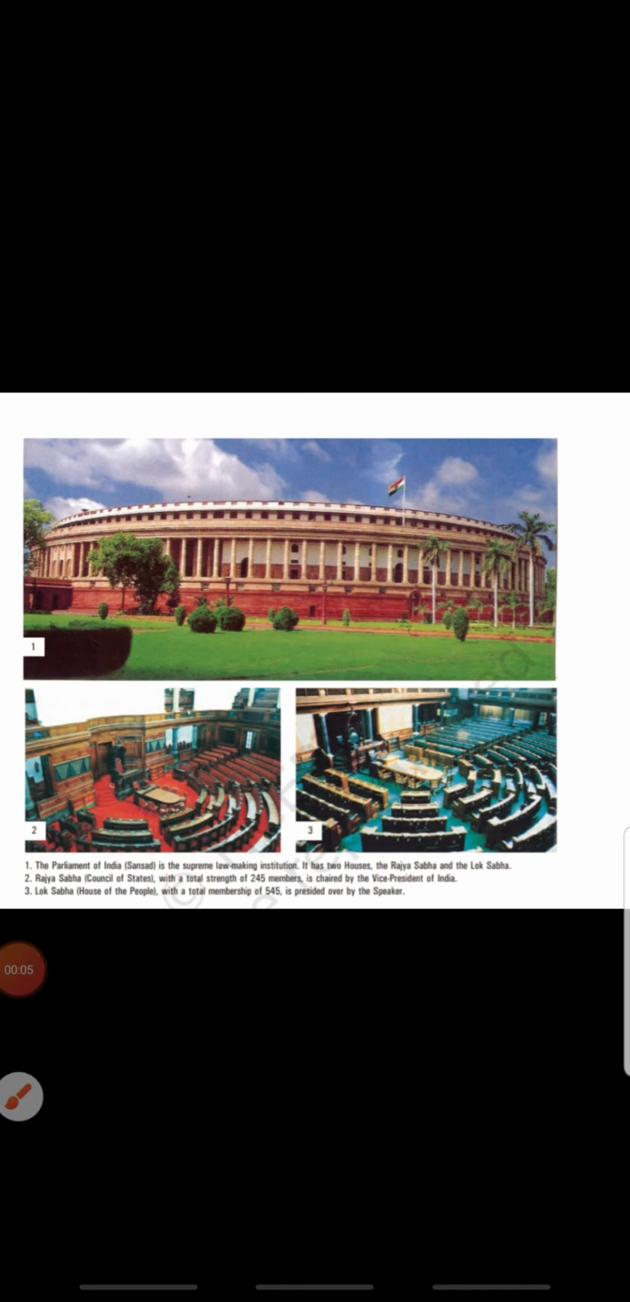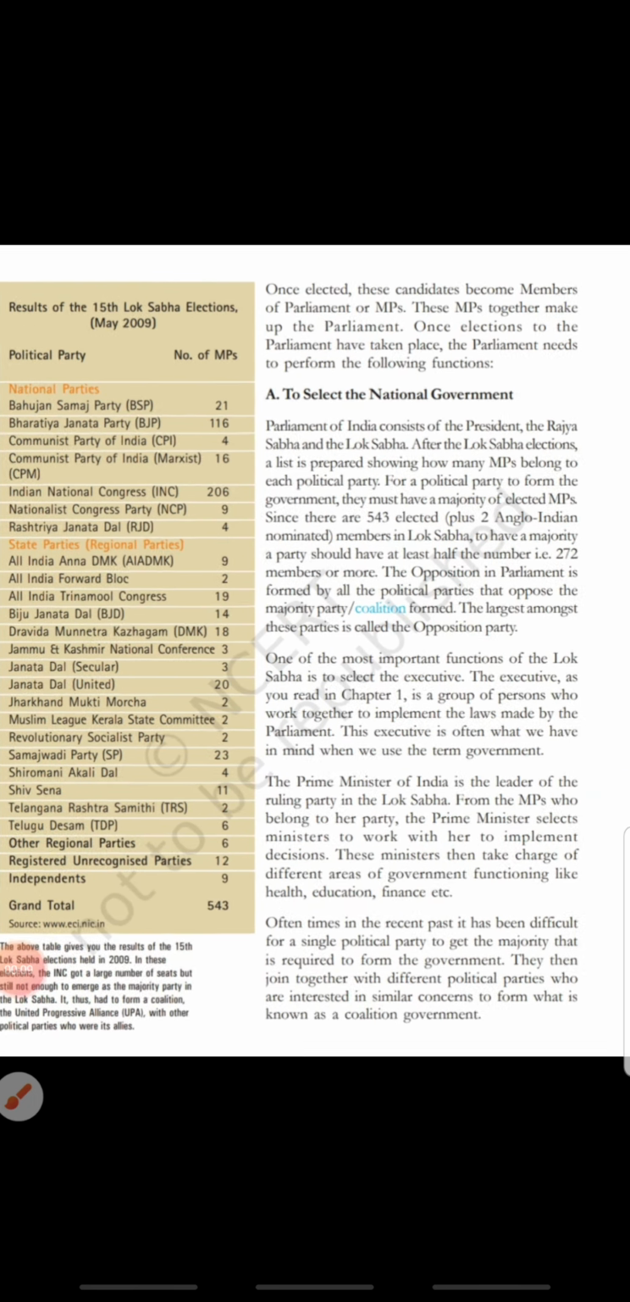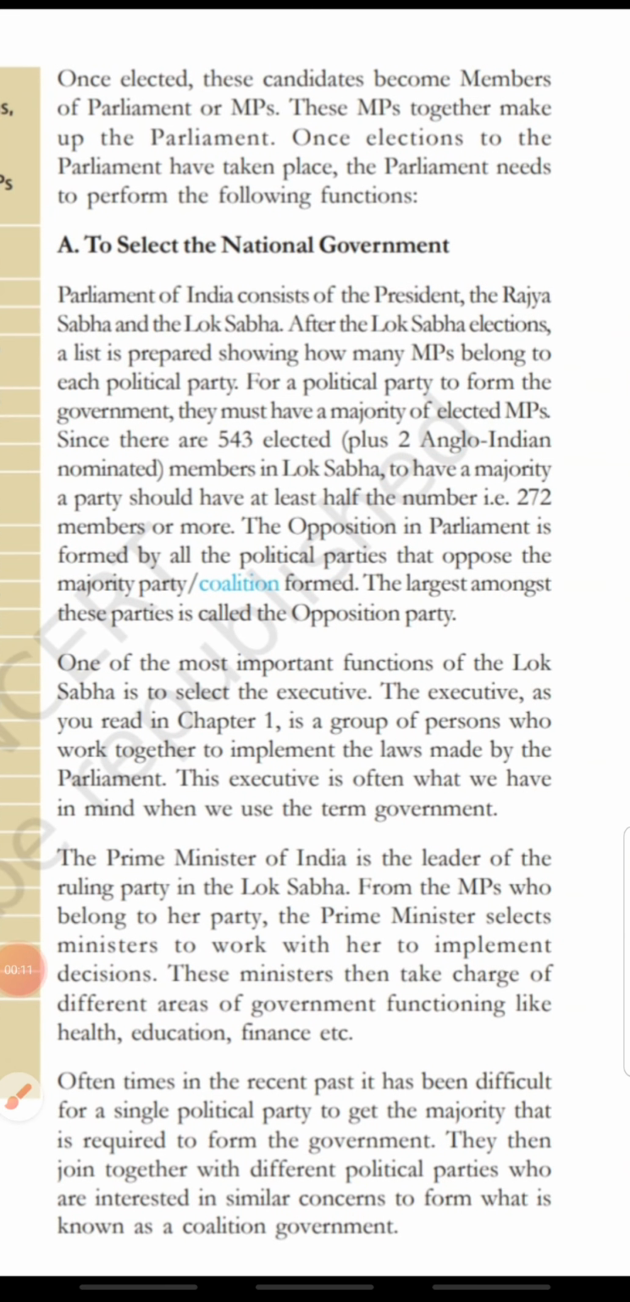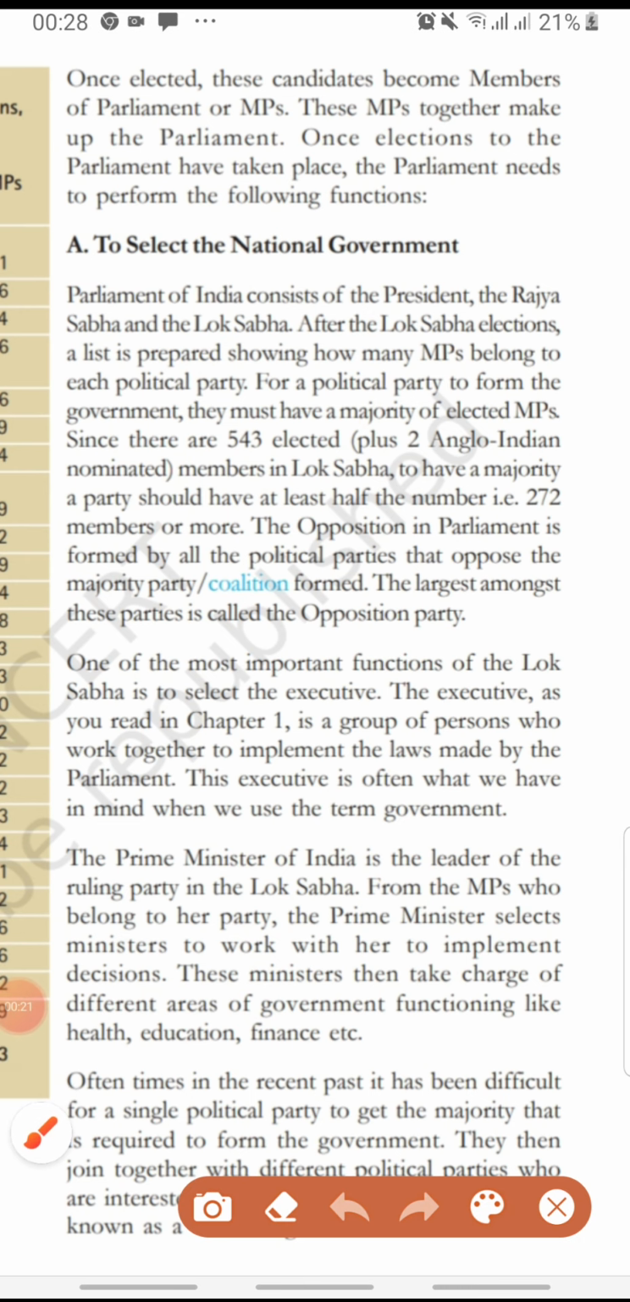Now once a candidate gets elected, he becomes an MP. These MPs constitute the parliament. These MPs need to perform different functions, which are as follows. So the first function of the MPs we will see is to select the national government.